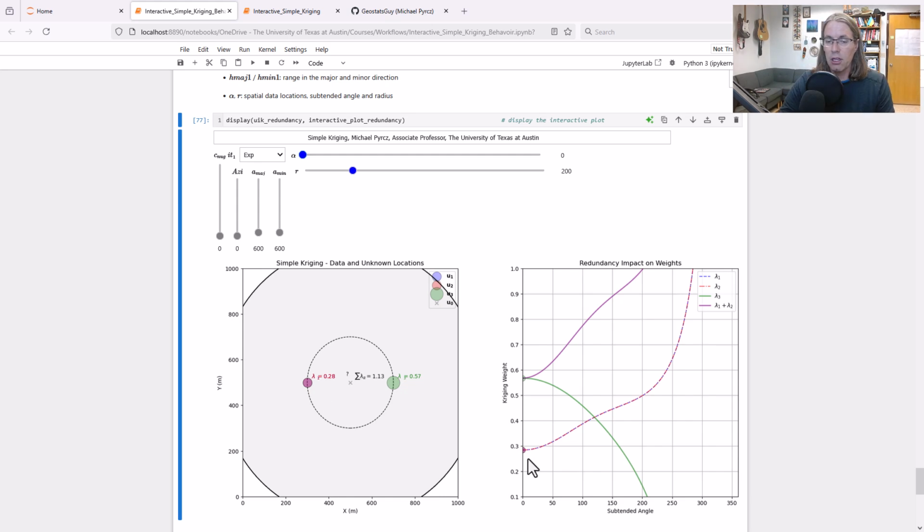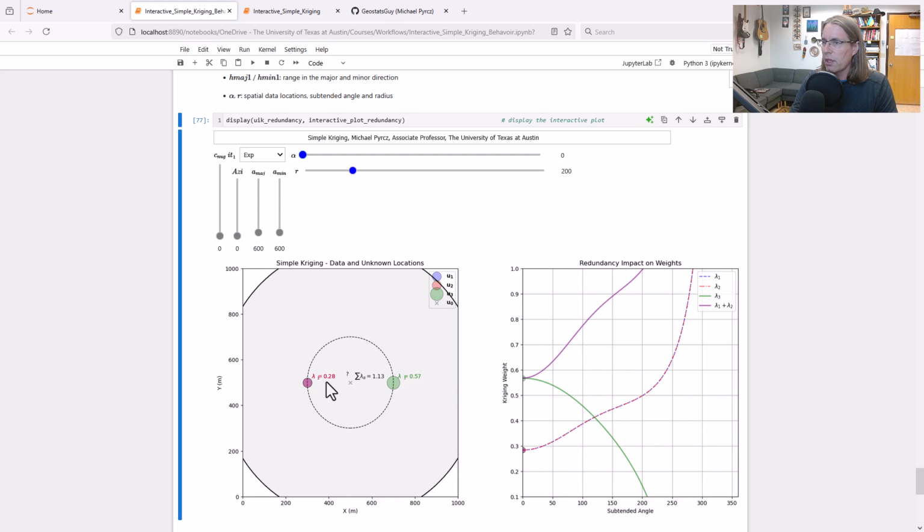Now, if you don't believe me, look at this plot right here. The blue and red dashed lines are the weights for both the blue and red points. And you'll notice they're always the same as each other because our problem is very symmetric, right? But the weight on green is 0.57.